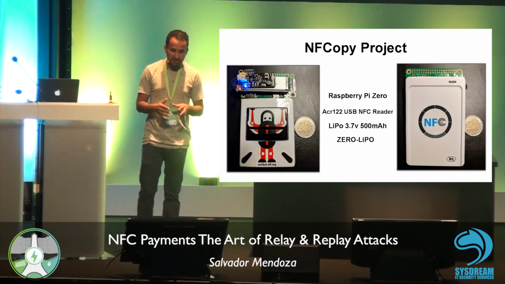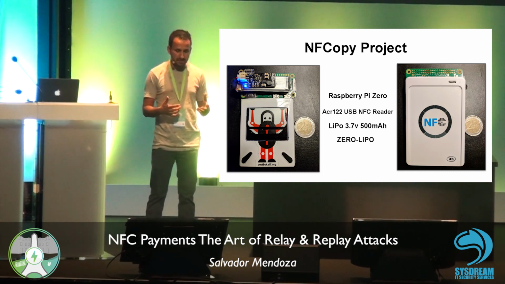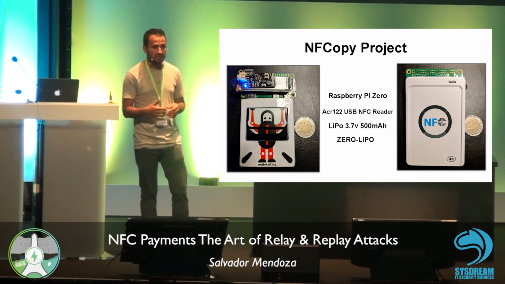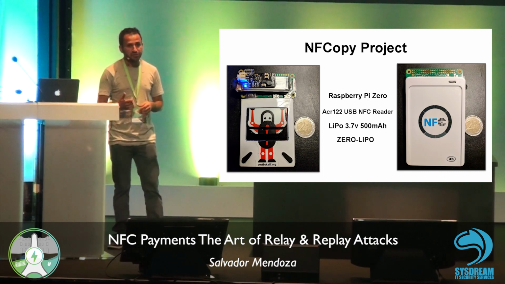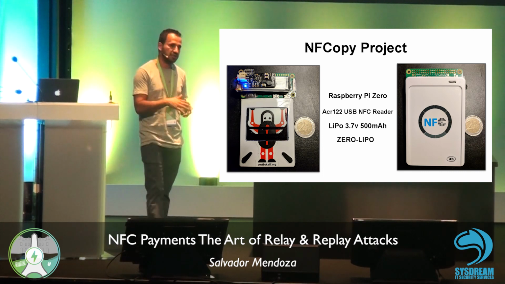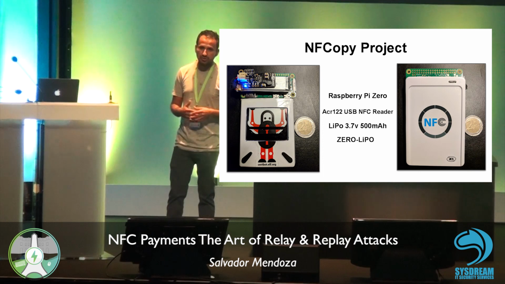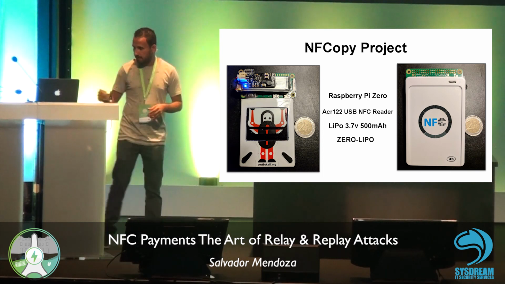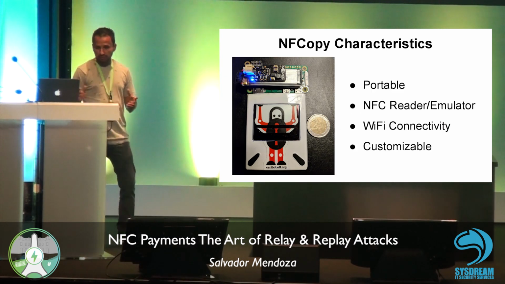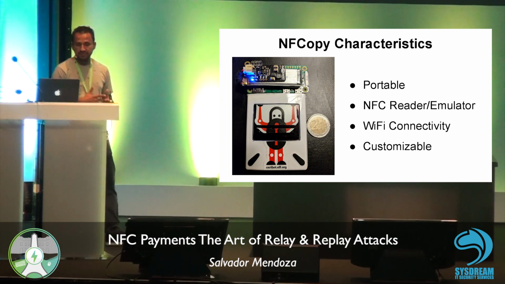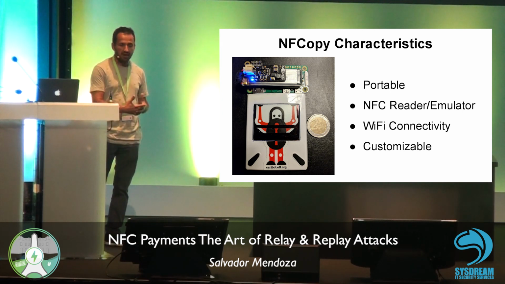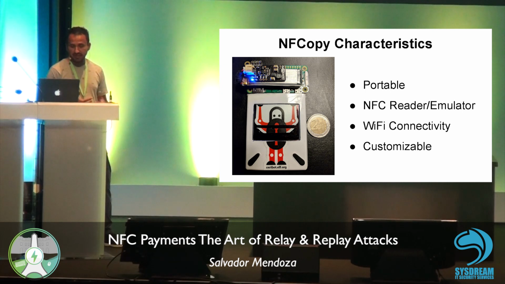Basically, it's a Raspberry Pi Zero, the ACR122, a modified version, and a LiPo 3.7 volts, and a Zero LiPo booster, which basically increments the 3.7 volts to 5 volts, so you can use it with the Raspberry. Of course, it's portable. You have an NFC reader and emulator simultaneously in the same device. It has Wi-Fi connectivity, and it's customizable. Of course, it's cheap if we compare it to other devices.